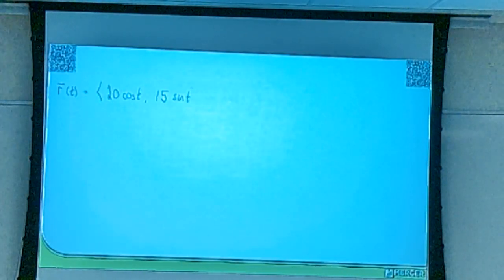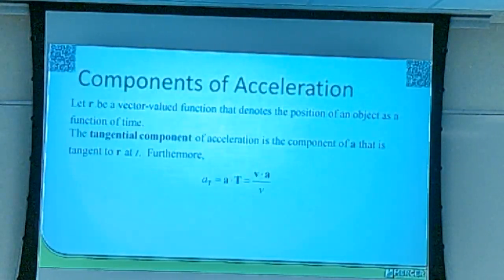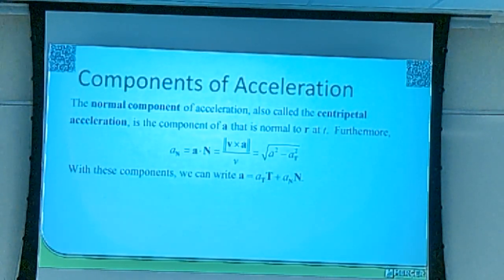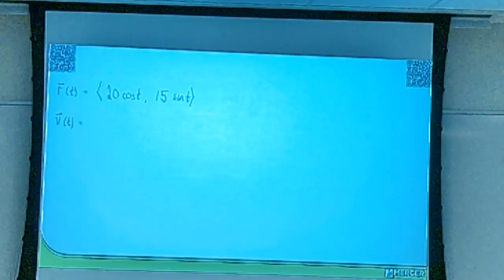This was our R. For A sub n, since we don't care about the tangential component, that second formula would be the best one to use, which means we need velocity, speed, and acceleration. What's the velocity?